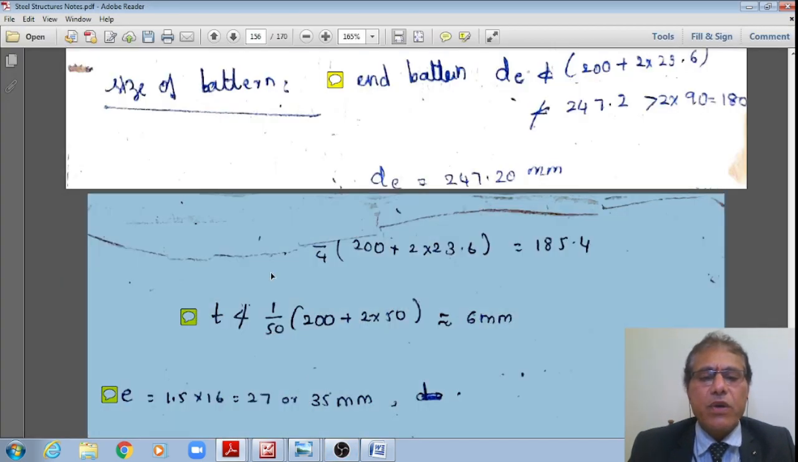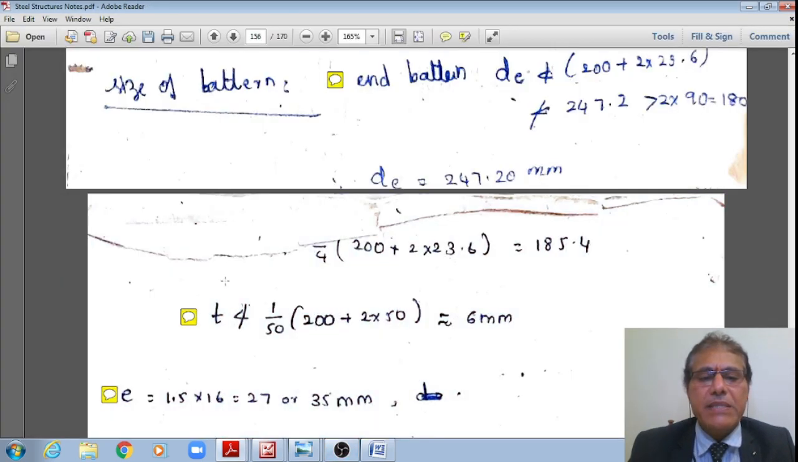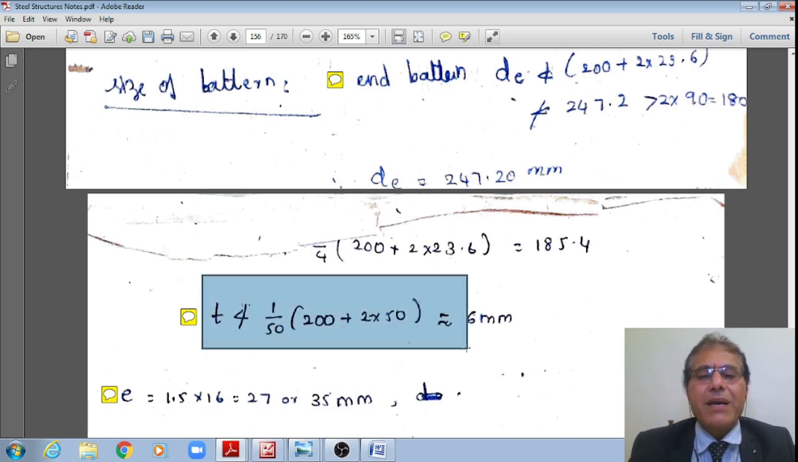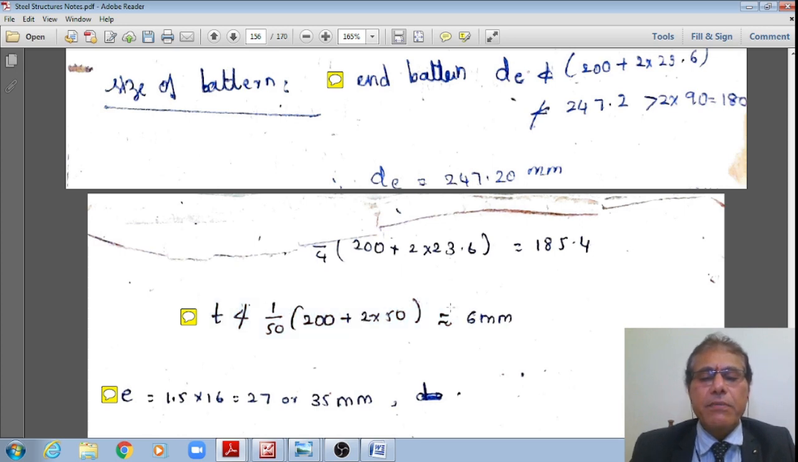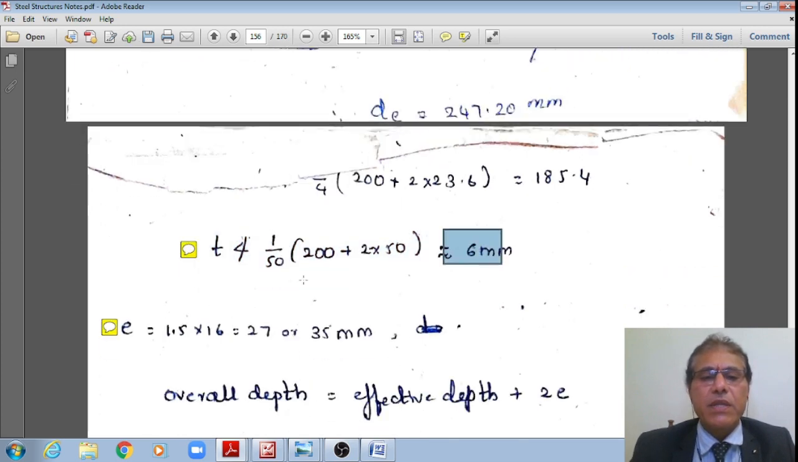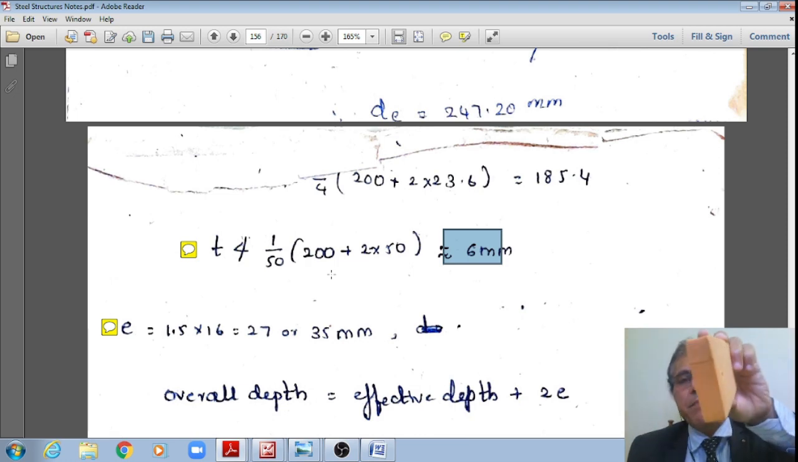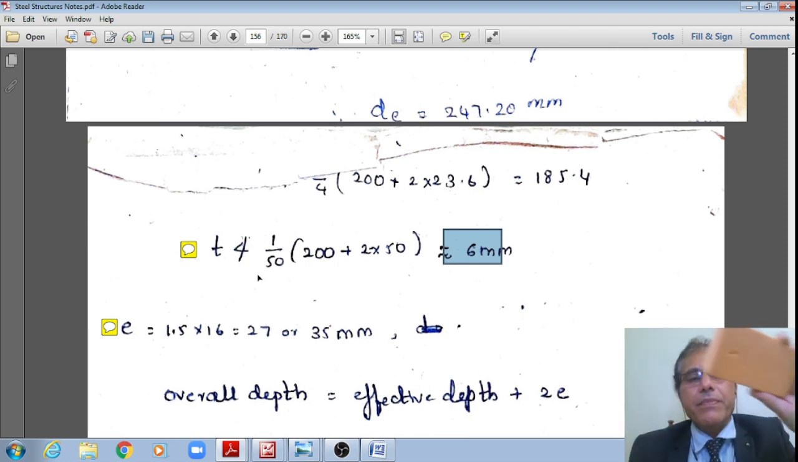Now, coming to the thickness, the code says, as we have just seen, that the thickness should not be less than 1/50th of 200 plus the bolts, which will be provided at a distance of 50 mm, that 50 here and another 50 at the other end. Therefore, that works out to 300. 300 divided by 50 means 6 mm. Therefore, the thickness of this batten plate should not be less than 6 mm.